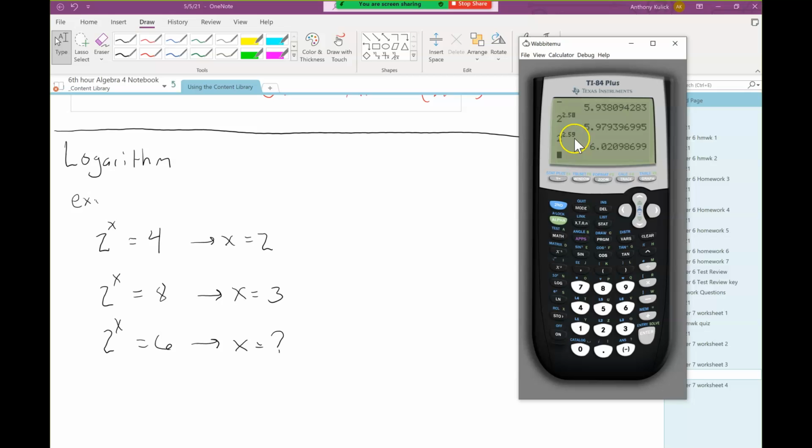So 2.59 is too big. So let's try 2.585 maybe. That's still too big. Maybe 2.85. So that's too small, okay. So maybe 2.5845. Too small. Too small.